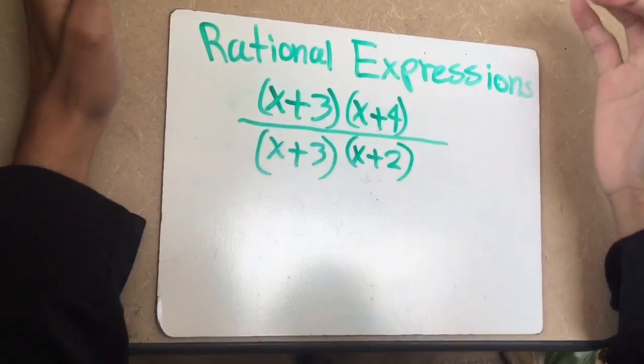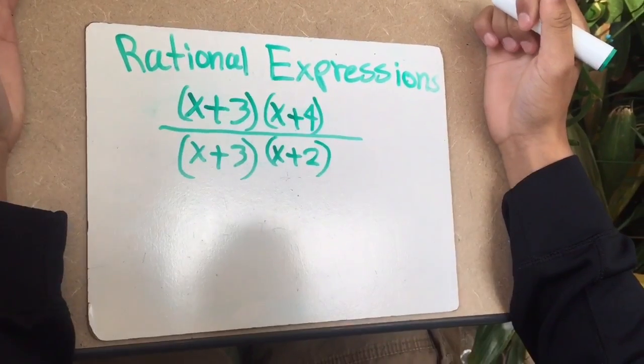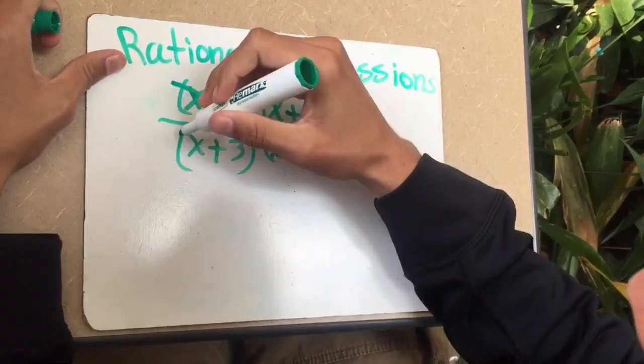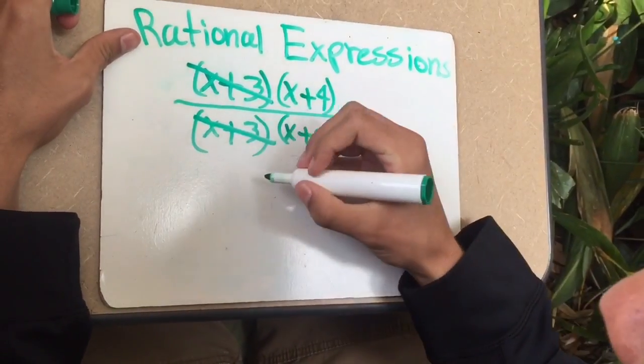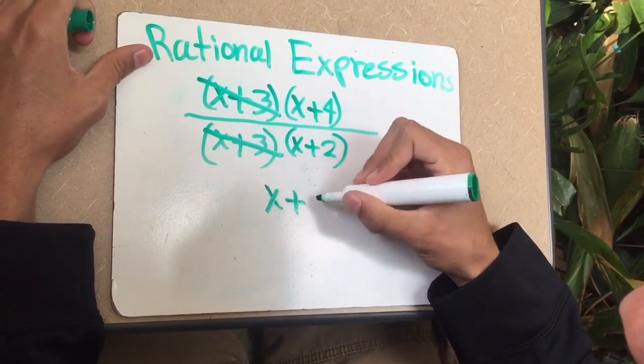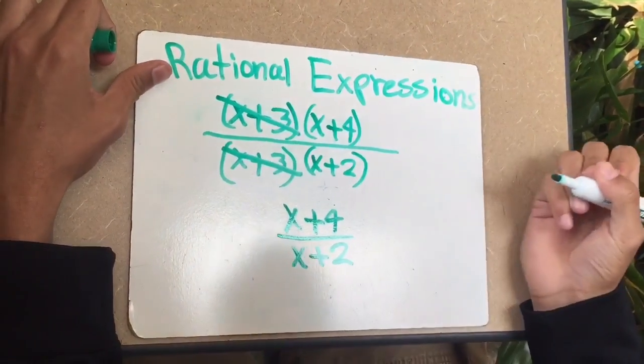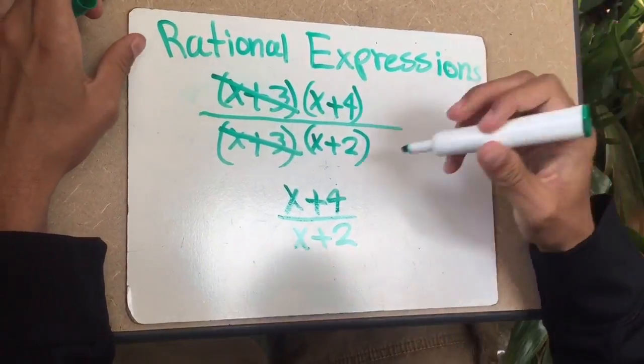Alright, to answer this rational expression, it's quite simple since it's all factored out. All you have to do is cancel x plus 3, and it'll give you x plus 4 over x plus 2. And from there, that's the answer itself, and you don't have to do anything else.